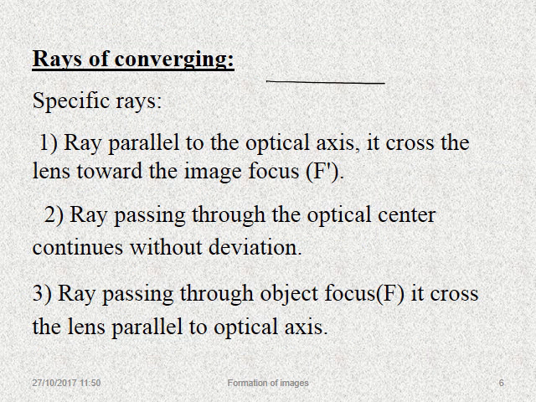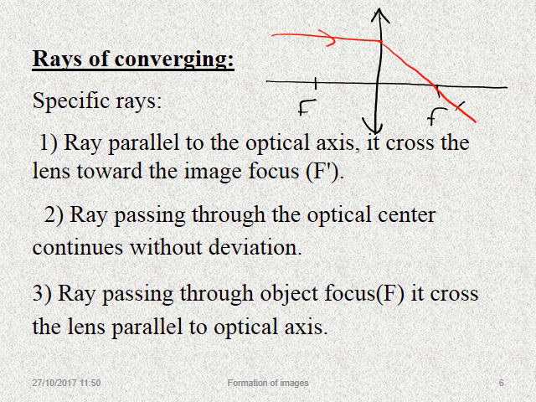Rays of converging lens. Any ray parallel to the optical axis emerges from the lens passing through F prime. Any ray passing through the optical center continues without deviation. Any ray passing through F emerges from the lens parallel to the optical axis.